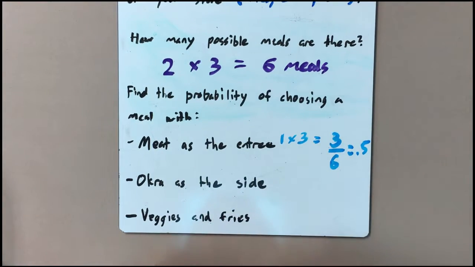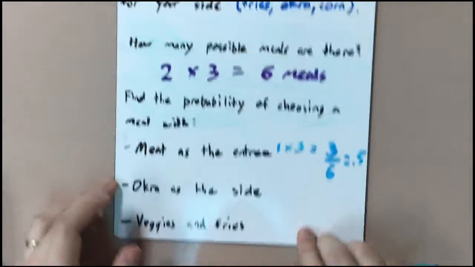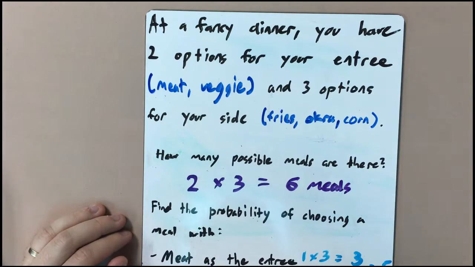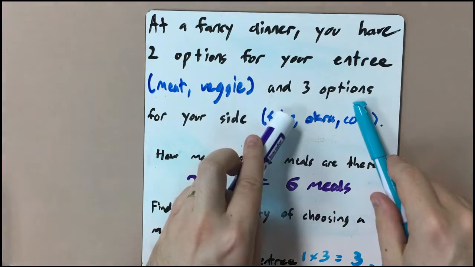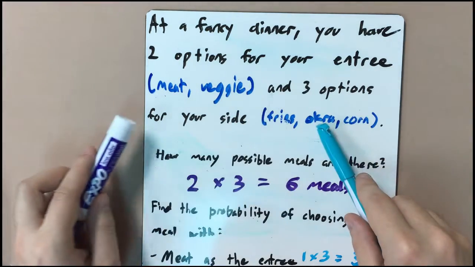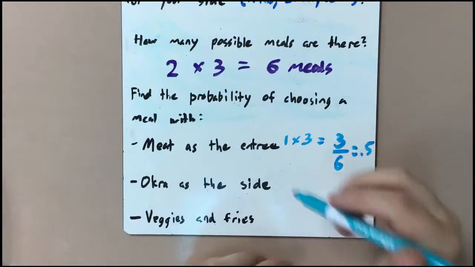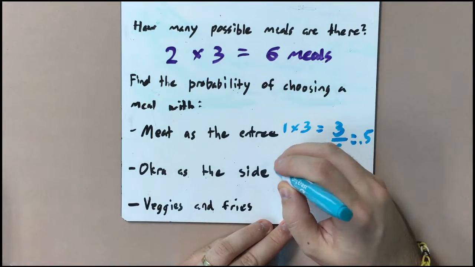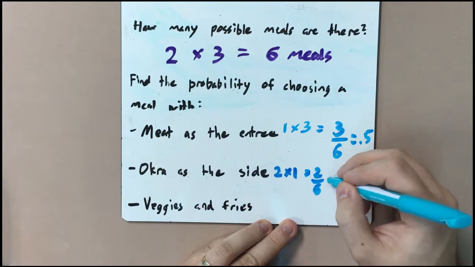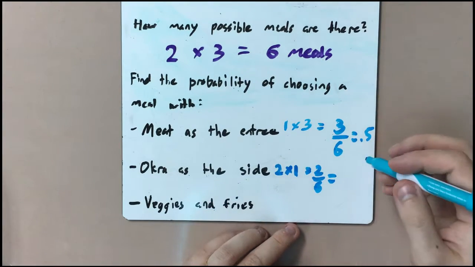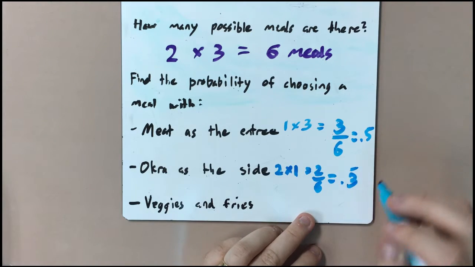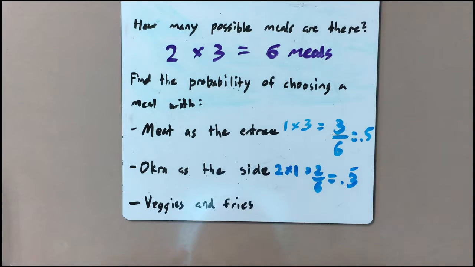So next we're trying to get a meal with okra as the side if we're picking randomly. Again, coming back up here, there are no restrictions on the entree, so there's still 2 possibilities there, but now I'm only interested in okra as my side, which means I have 2 possibilities for the entree and just 1 possibility for the side, which means that if I come down to answer this, 2 entrees, just 1 side. That's a 2 out of 6 probability, which your brain might automatically simplify down to 1/3, or 0.3 repeating.